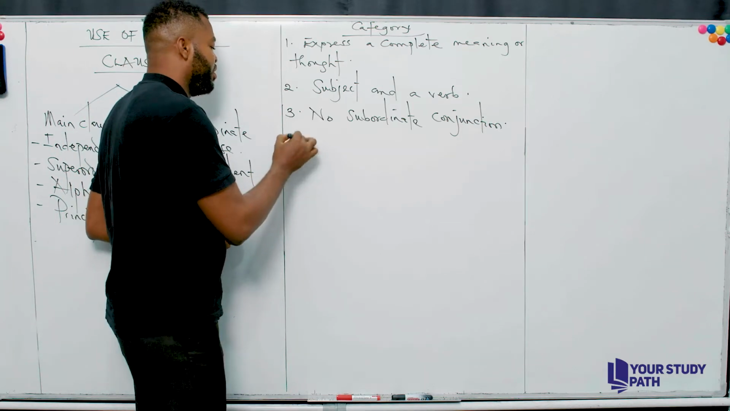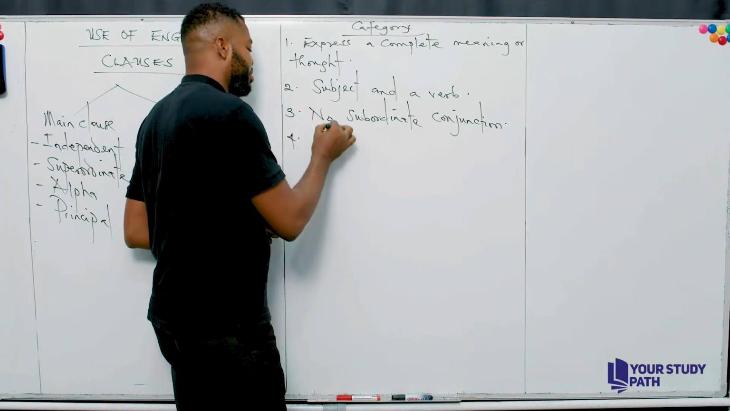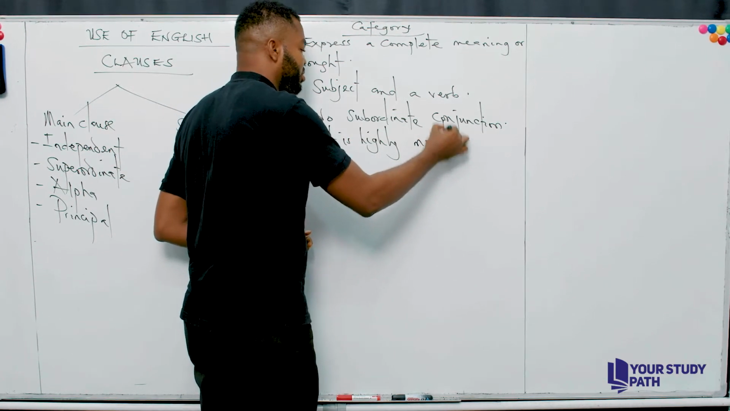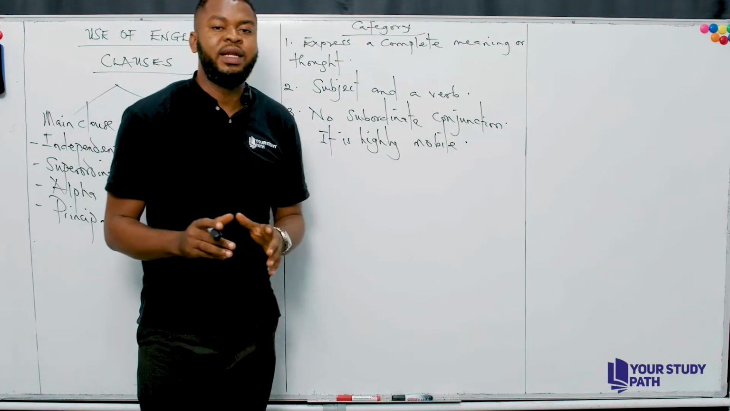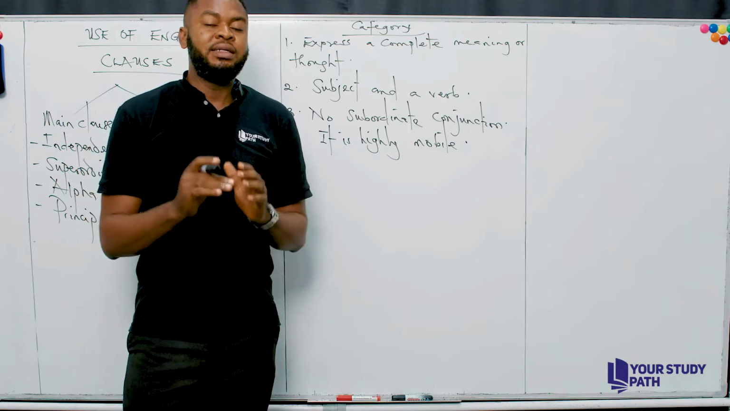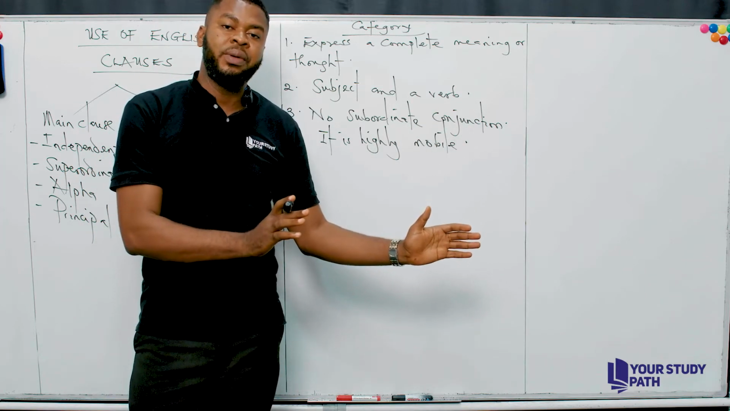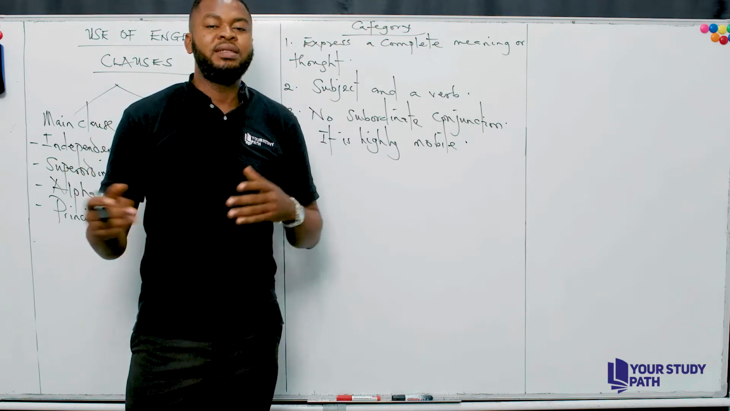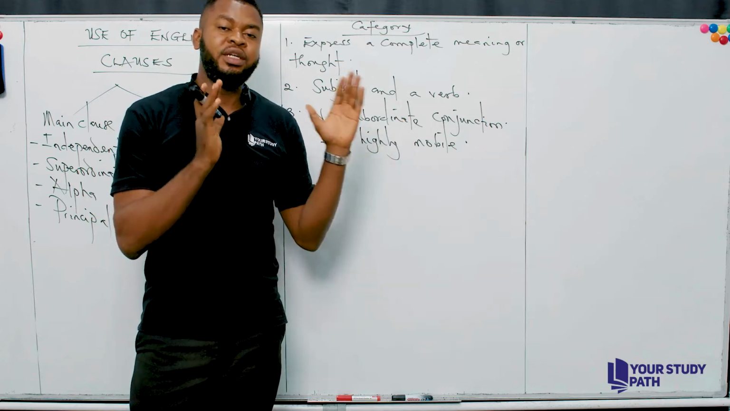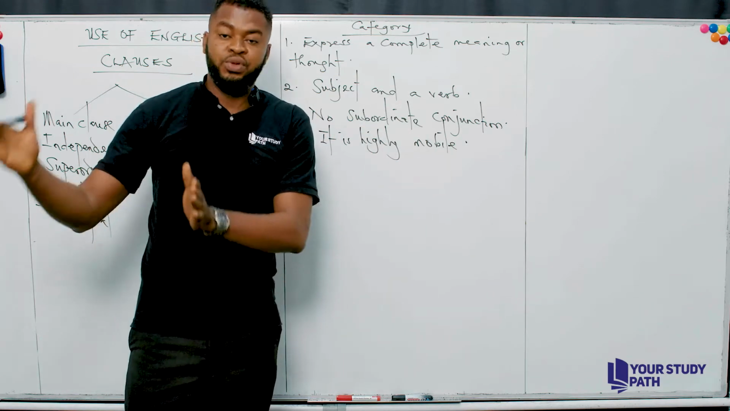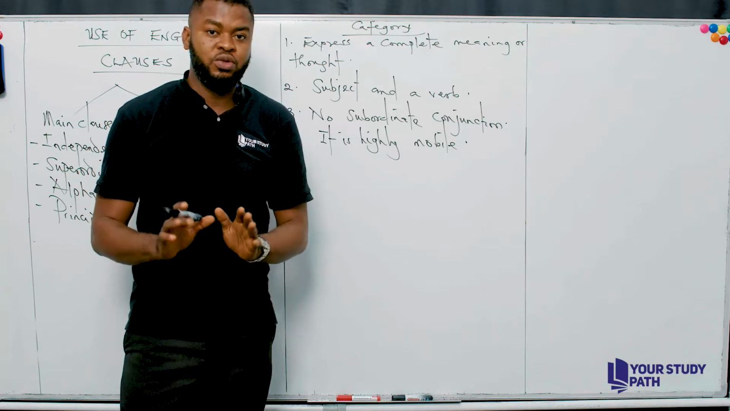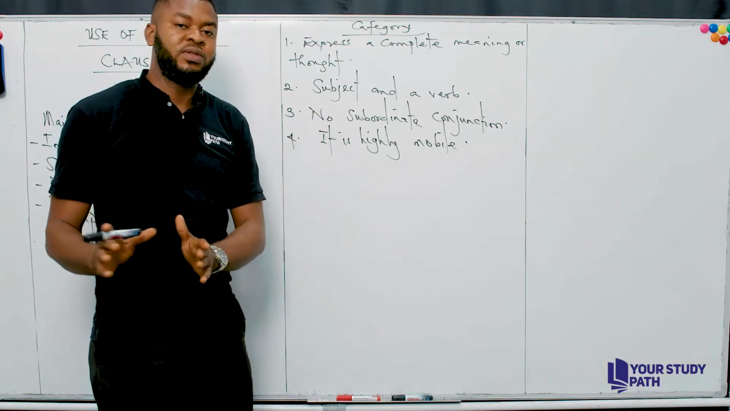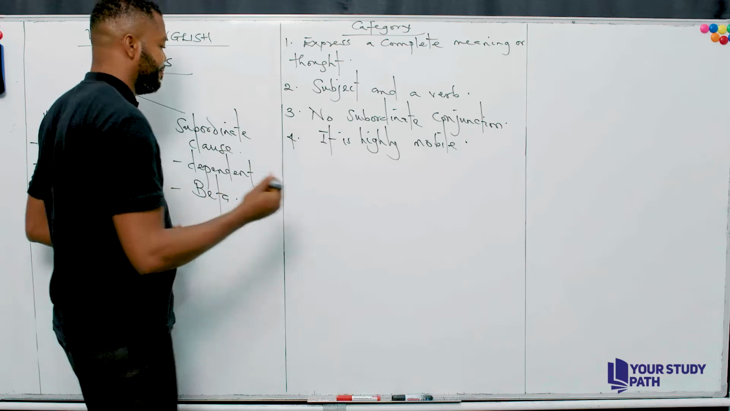Now, number four, let me also tell you that a main clause is highly mobile. What do I mean by a main clause is highly mobile? That means that a main clause can either occur at the beginning of the sentence, all right, or it can occur at the end of the sentence. Yes. So it can take any particular form. It can take the initial positioning and it can take the final positioning. That's for a main clause. I hope that's understood. So look at the 4 categories that help to distinguish a main clause from a subordinate clause. Now let's look at the category for a subordinate clause.